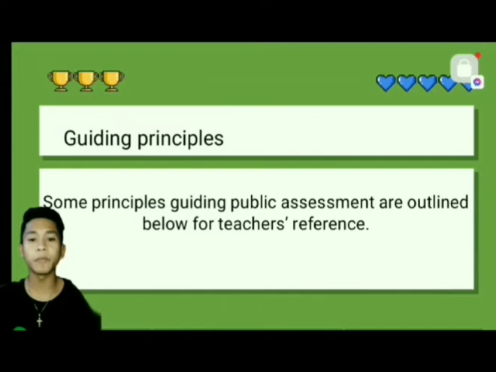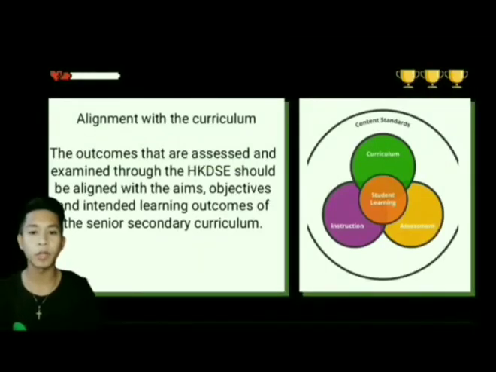So we have different guiding principles for the public assessment that are outlined below for the teacher's reference. So first, it should be aligned with the curriculum. If you're going to base the assessment on the Hong Kong Diploma of Secondary Education, it should be aligned with the objectives of the secondary education curriculum in order to enhance the validity of their public assessment. So the assessment procedure should address the range of valid learning outcomes and not just those on the external assessment, but of course the public performance of the student.